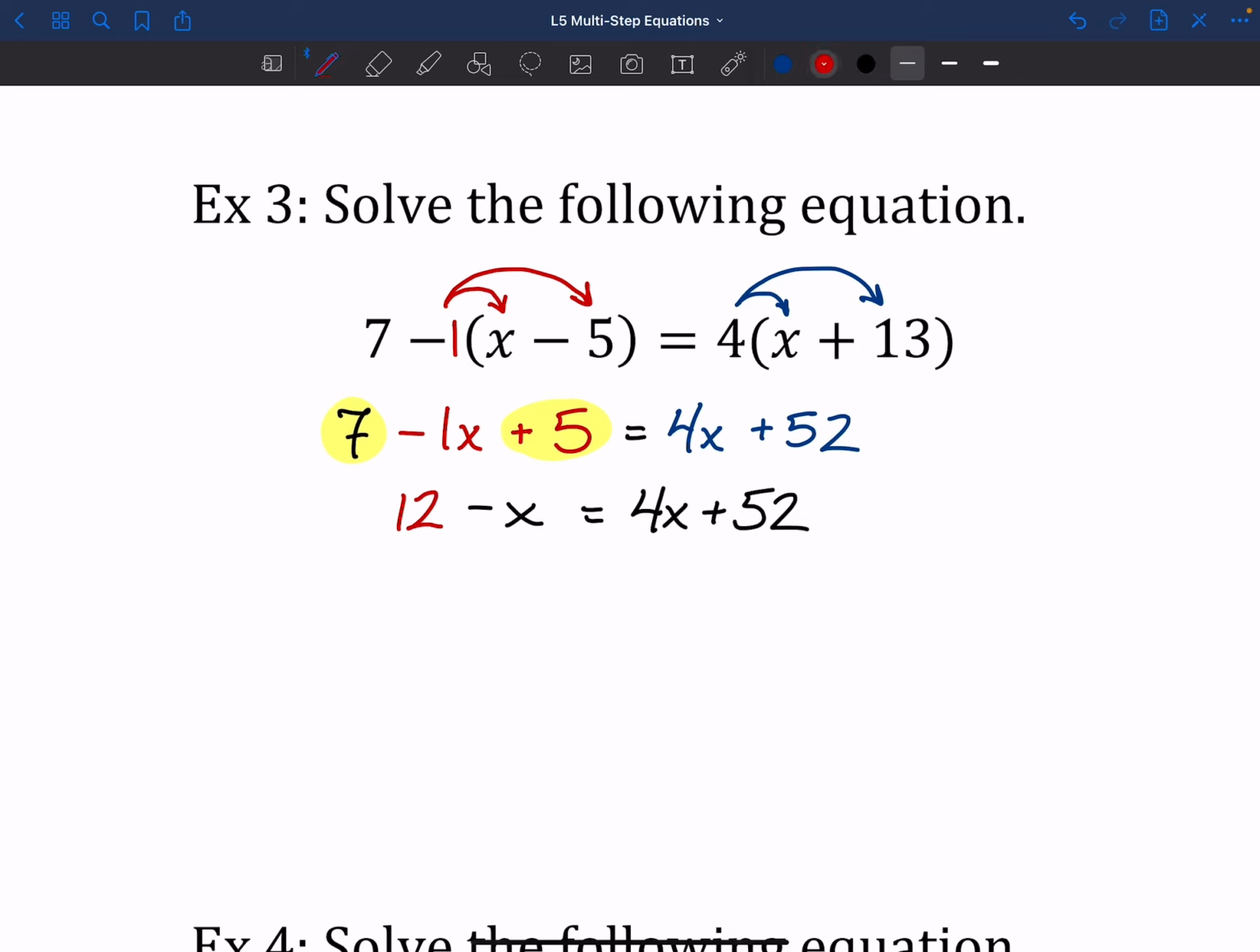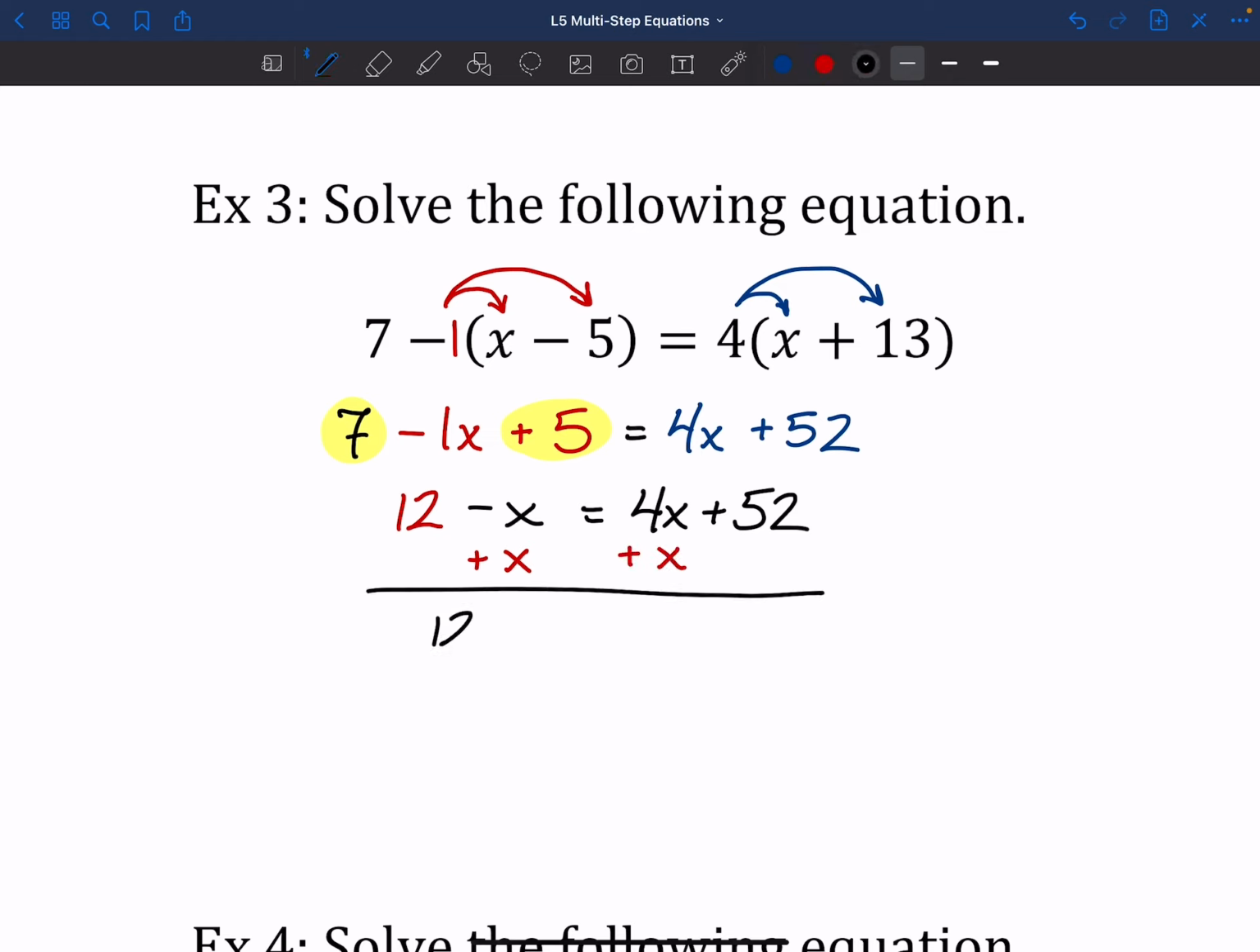All right, so now it just becomes like the last 2 examples we did. So I'm going to move this x over to the other side. I'm going to add x to both sides. All right, so we have 12 equals 5x plus 52. Okay. So all my variables are over on the right-hand side.